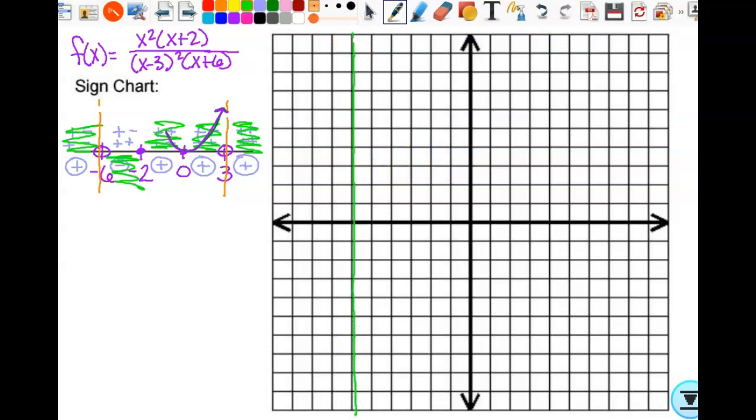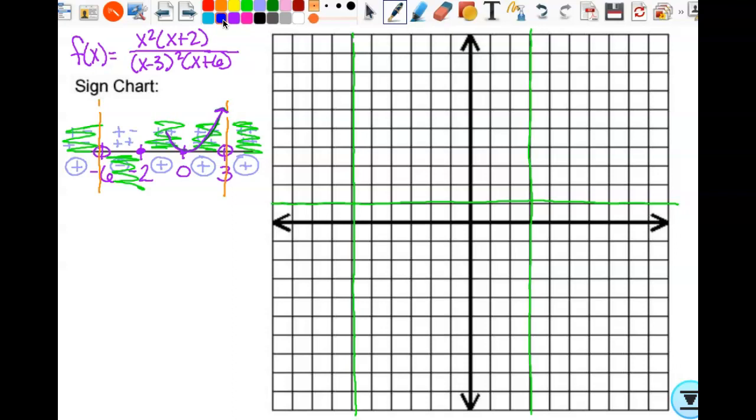And I have one at 3. And then I have a horizontal asymptote at y = 1. All right, so since I have a horizontal asymptote and it's not at y = 0, I have to check to see if my function intersects the asymptote, and if so, where.